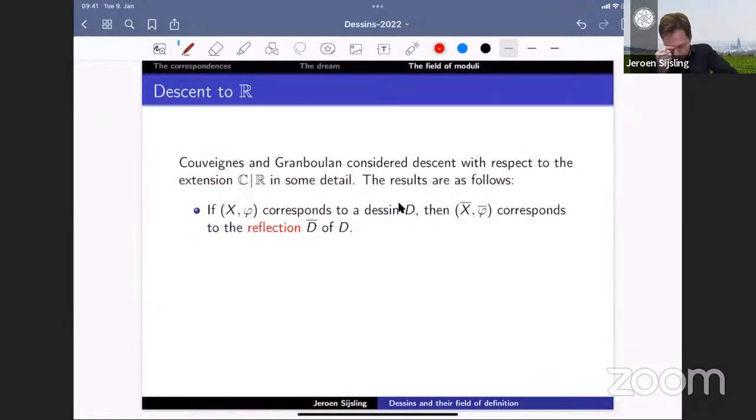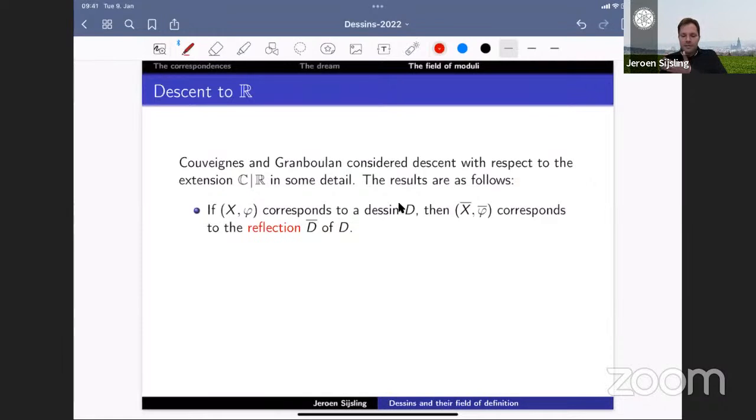I just want to close with one funny thing, because there's the case of descent from C to R. How do I go from the complex field to the real field? I already told you a little bit about what happens there. This was done in detail by Couveignes and Granboulan, and it says the following: suppose you have a descent B.